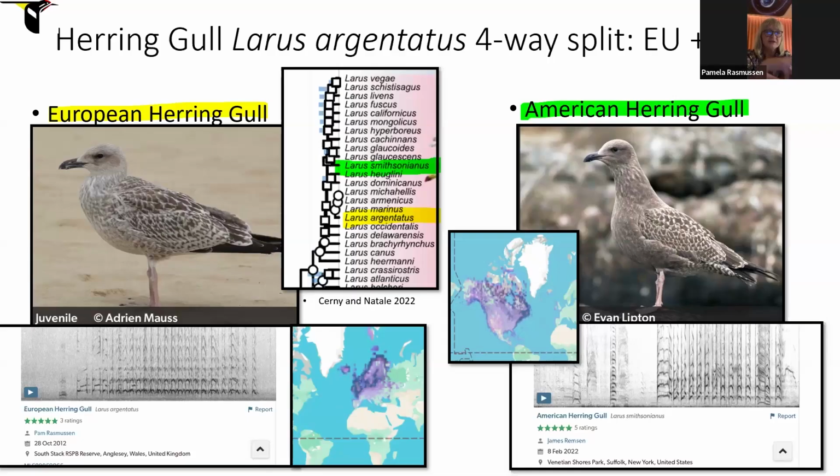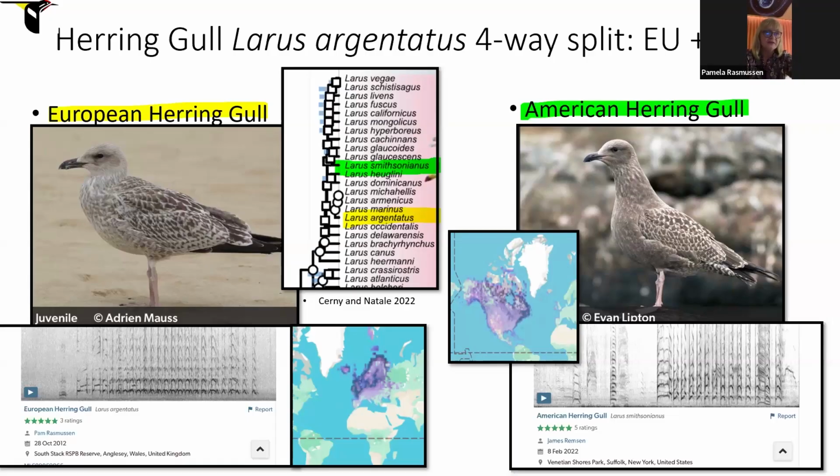It should be said that based on this phylogeny by Czerny and Natali and many others who have also shown a similar result, the relationships of the large gulls are very, very difficult to resolve because they're all very closely related and they hybridize a lot, at least many of them hybridize. And so it's not like they're super distantly related or anything, but there's no evidence that they're each other's closest relatives. In addition, their vocalizations are surprisingly different.